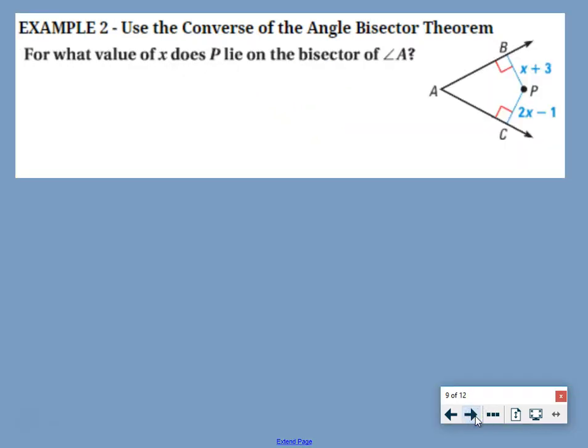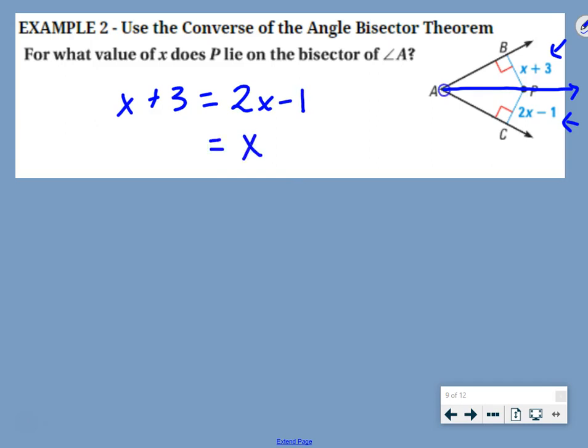Example 2, use the converse of the angle bisector theorem. For what value of x does P lie on the bisector of angle A? So if this was the bisector and P was on there, then these two pieces would have to be equal. So we want to figure out what that value would be. So we just set the two equal to each other. Subtract x from both sides, we get x equals, add 1 to both sides, 4. So x would have to be 4 for P to be on the angle bisector.